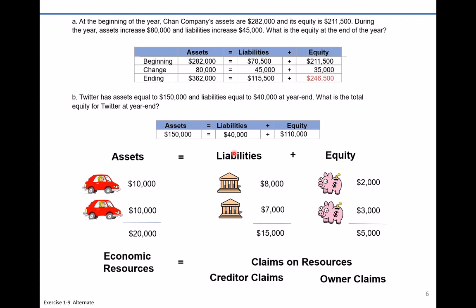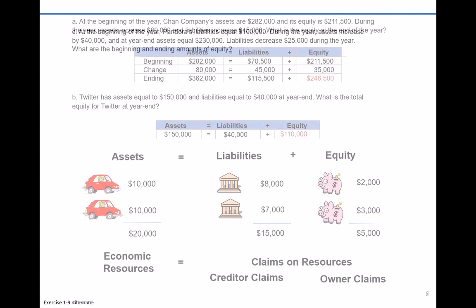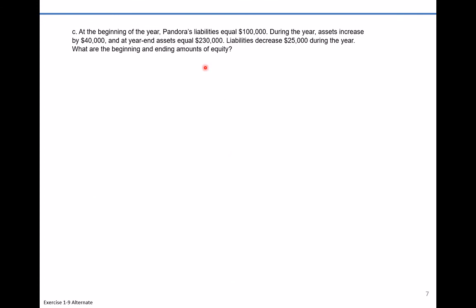Let's try one more. Let's take a look at Part C. It says, at the beginning of the year, Pandora's liabilities equal $100,000. During the year, assets increased by $40,000. At the end of the year, assets equal $230,000. Liabilities decreased $25,000 during the year. What are the beginning and ending amounts of equity?